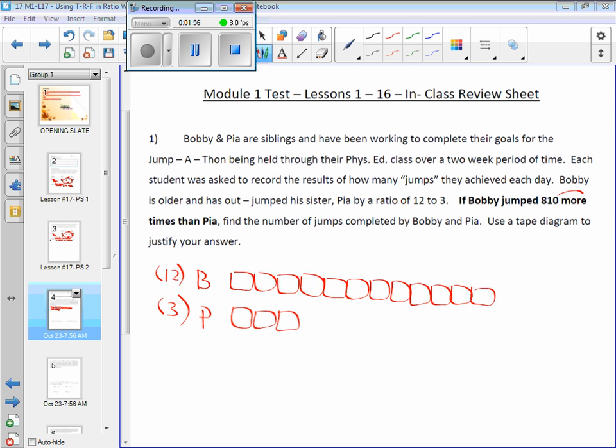When you see the word more and than, it's cueing you in that they're asking you for the difference between each. So once you've established it's a difference, the next thing you've got to ask yourself is, how many more boxes are there for Bobby compared to Pia? Alex. There's 9. I'm going to make a bracket to show you the 9 extra boxes that we have. And write that in as well.